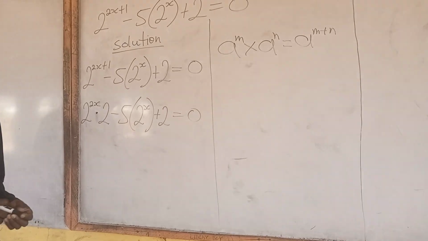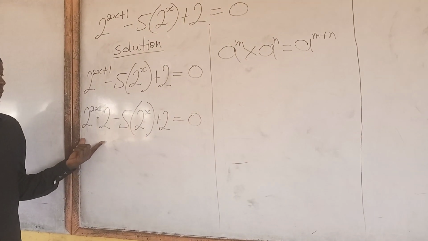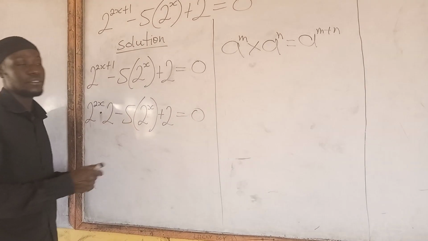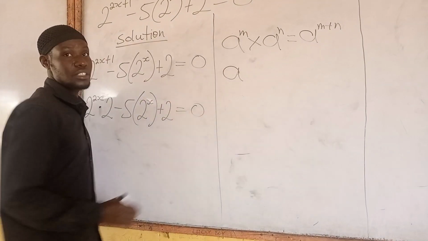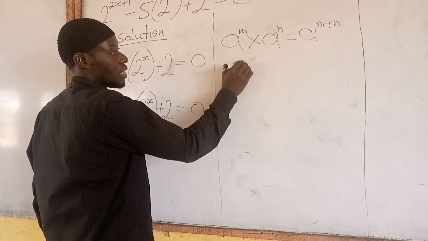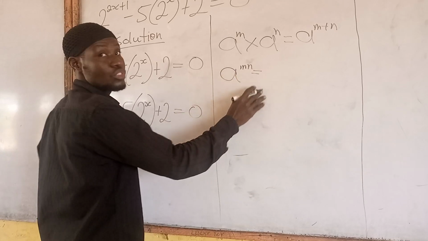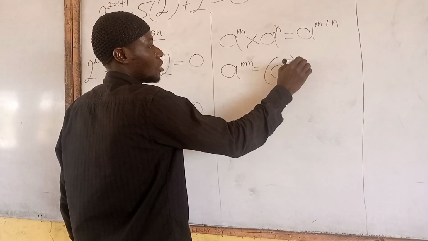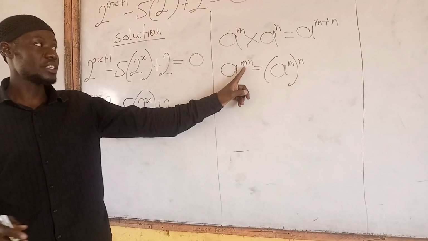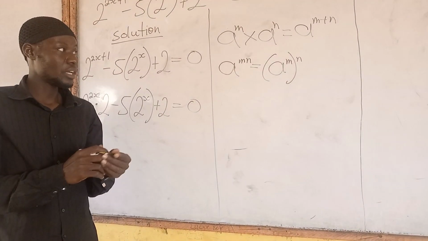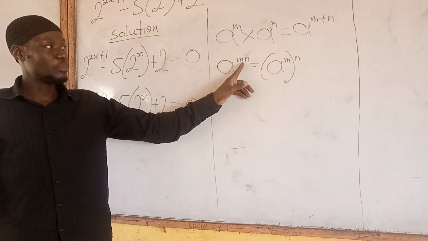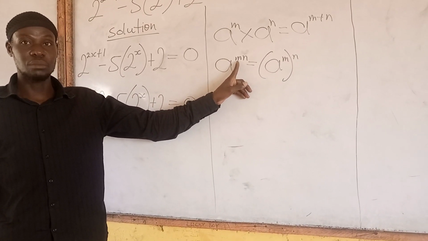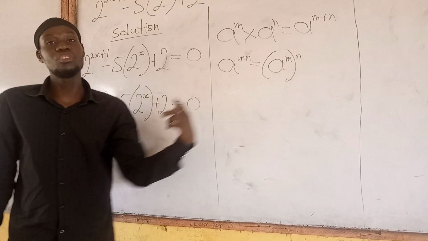Having done this, under indices there is another concept: a to the power mn can also be written as a to the power m, all to the power n. That is, you can factorize out one of the values of the power, or the product of the power. You can factorize it out to suit your solution.